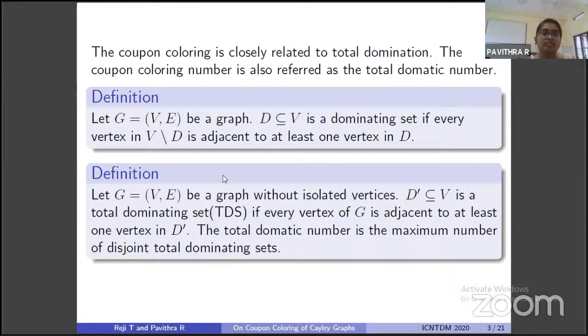So we have already said that the coupon coloring number is also referred to as the total domatic number. Suppose that C is a coupon coloring of G, then consider the set of vertices with color 1. Then this color class must be a total dominating set. And we are looking for the maximum such K. So the total domatic number and coupon coloring number are one and the same.